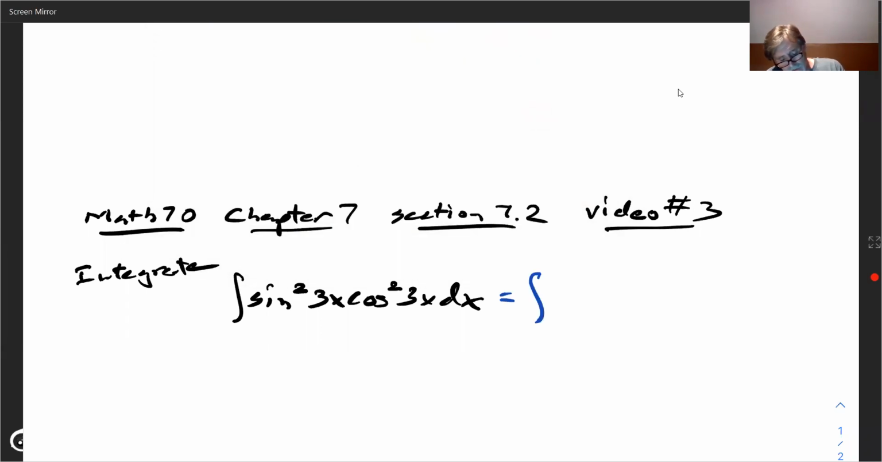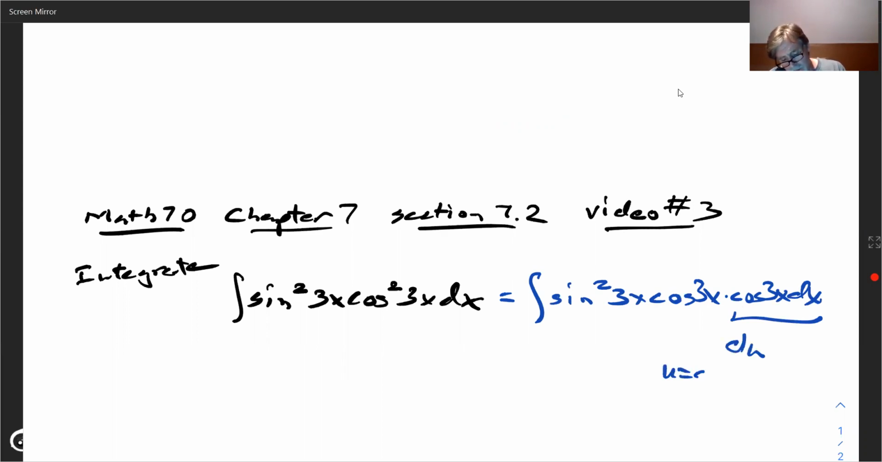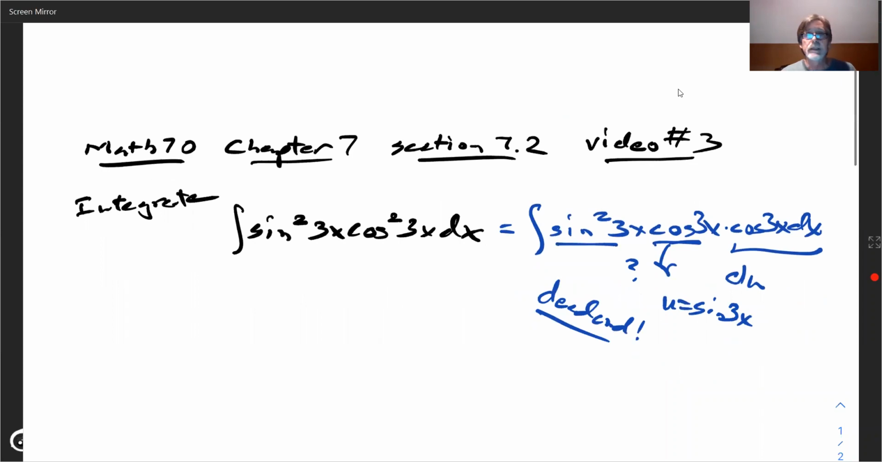I'll leave the sine squared 3x. I'll take off a cosine 3x, and there I'm taking off another in order to do a substitution. And that would be my du. So I want u to be sine of 3x. And so he's good, but I cannot get him to be a form of sine at all. And so this is a dead end. Okay, so we have to be doing something completely different.